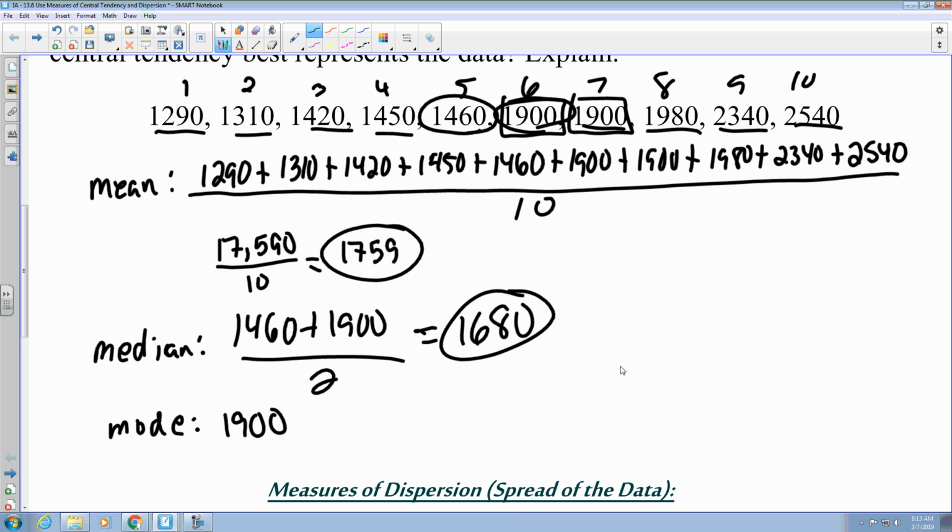The mode is not that much larger than the mean. Our median's pretty close, so I would say that our median would be the best representation for this central tendency. Okay.